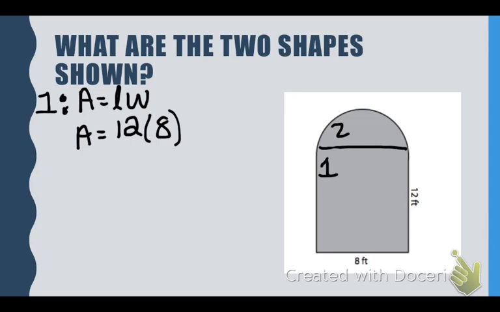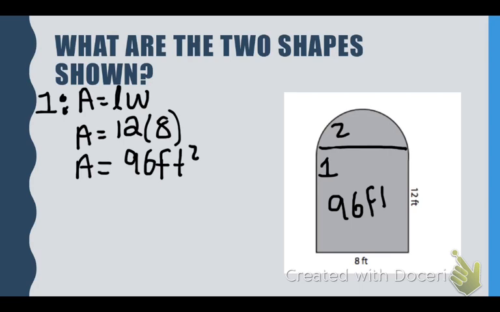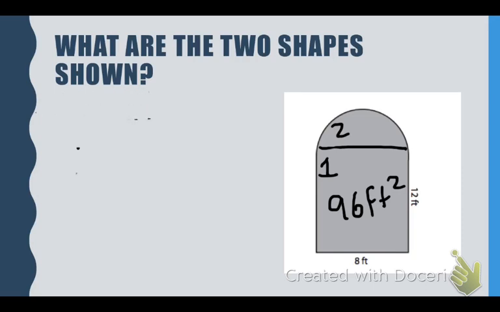So A equals 96 feet squared. All right, and that is shape 1. We are done with shape 1, and I'm just going to write that in here for myself. You can too if you want, but that's just because I'm going to erase my work, so I have room for the circle. All right, so now we have a circle. However, if you can see it, it's half a circle.